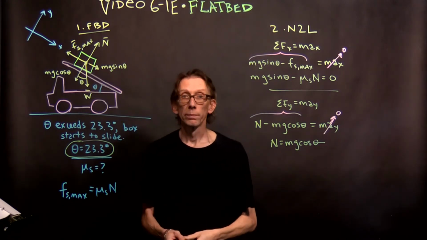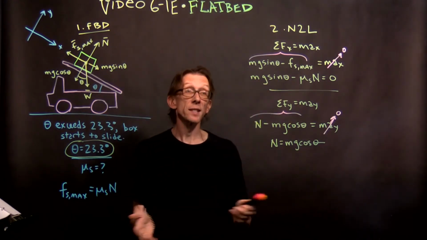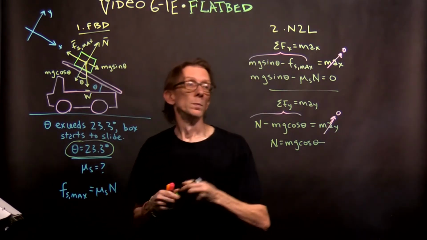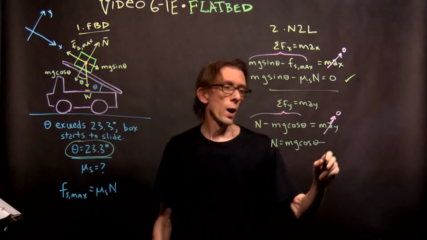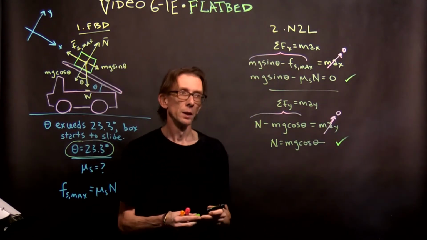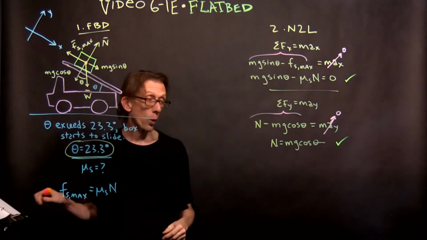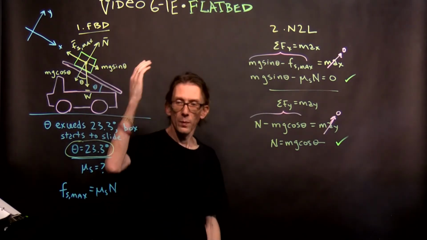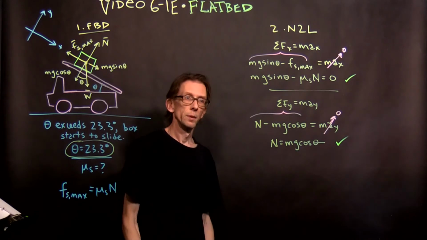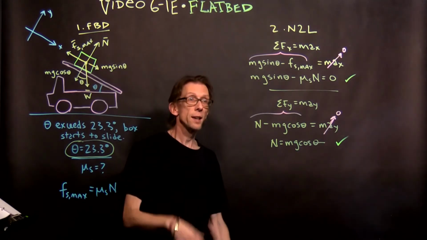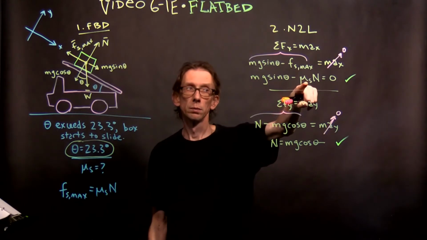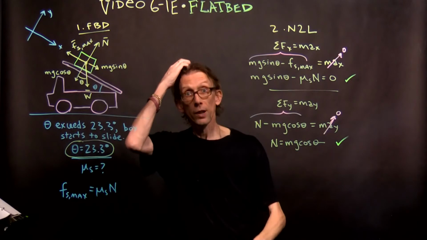And what are we looking for? So we've done our second step. We've got our x equation here. We've got our y equation there. And now we can solve for the quantity of interest, which is mu sub s. Is it in our equations? Yes, it is. It came in right there. That's what we're solving for. Okay. So let's solve for it.